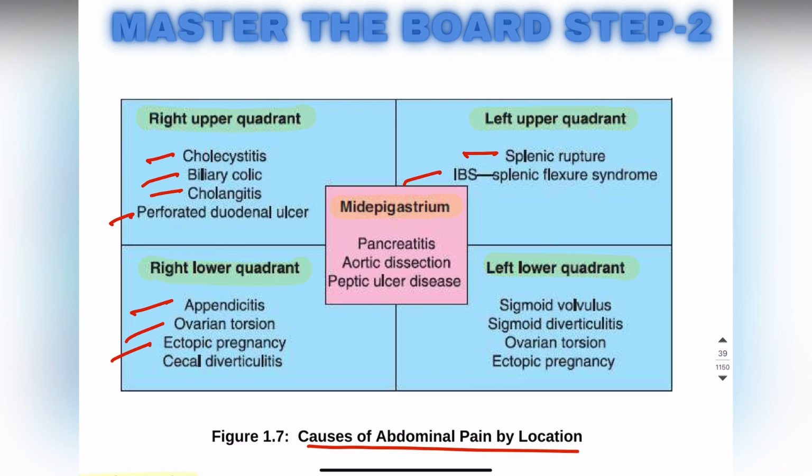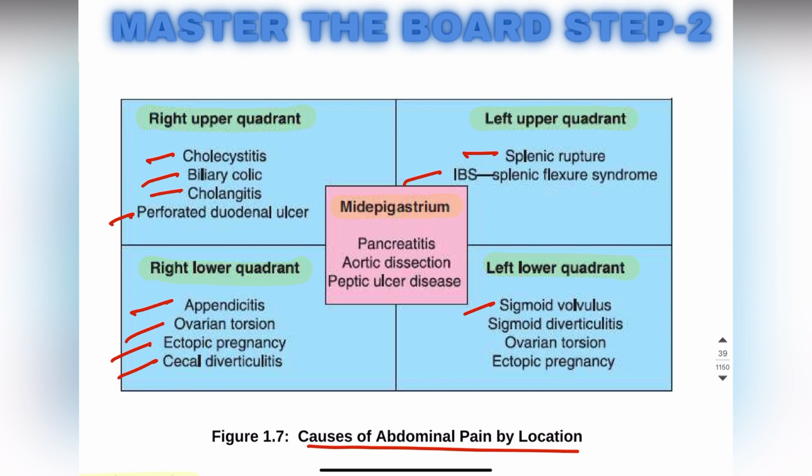And then it's cecal diverticulitis. Cecal diverticulitis is abdominal pain that is clinically very much similar to that of acute appendicitis, but the cause is basically not known. The pain in the left lower quadrant may be due to sigmoid volvulus. Sigmoid volvulus occurs when a portion of the intestine twists around its own blood supply.